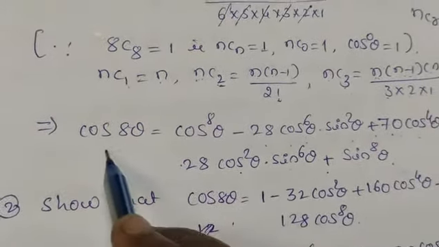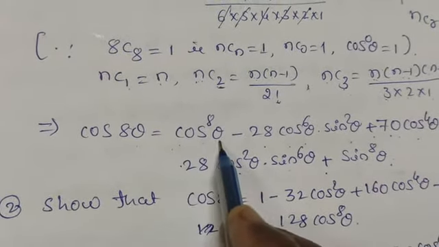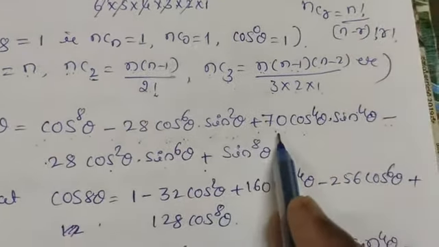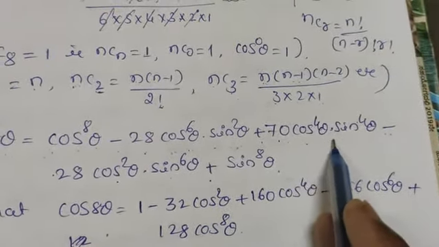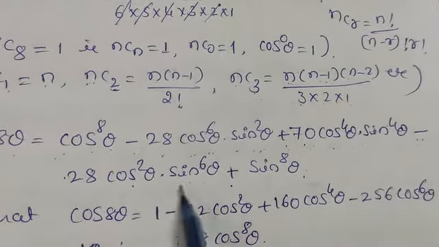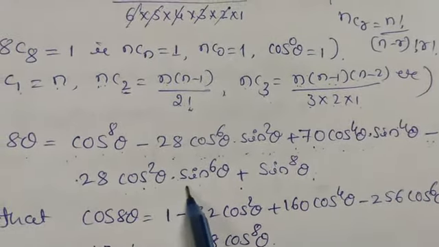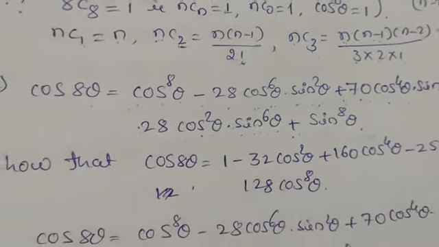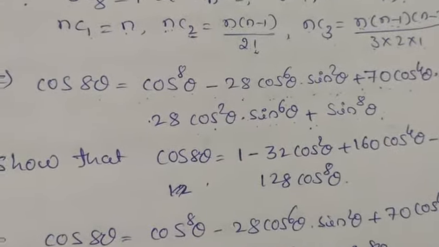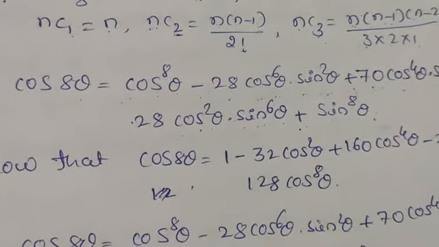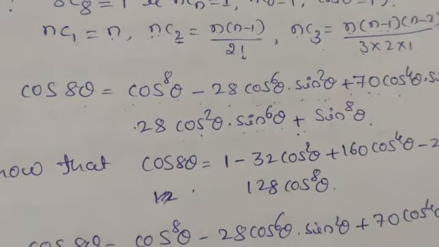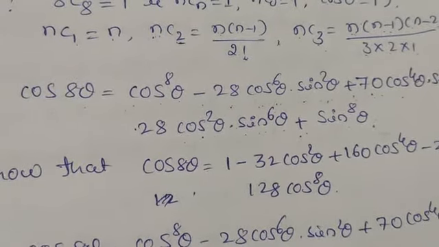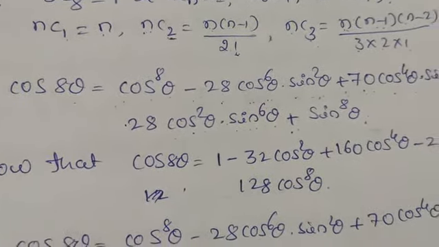So this implies here cos 8 theta is equal to cos to the power of 8 theta minus 28 cos raised to 6 theta into sin square theta plus 70 cos to the power of 4 theta into sin raised to 4 theta minus 28 cos square theta into sin raised to 6 theta plus sin raised to 8 theta. So this is the expansion of cos 8 theta in terms of powers of cos and sin. So here we have cos to the power of some value and sin also in terms of powers of n. So this is the expansion of cos 8 theta.